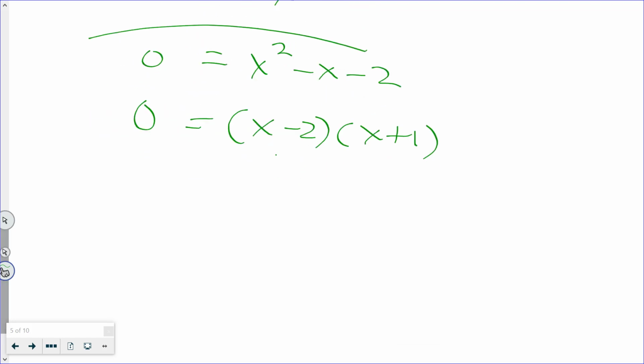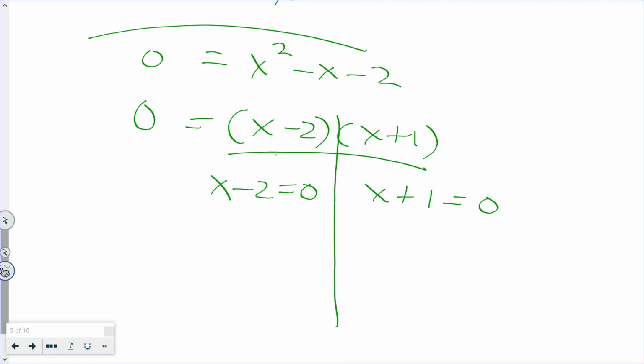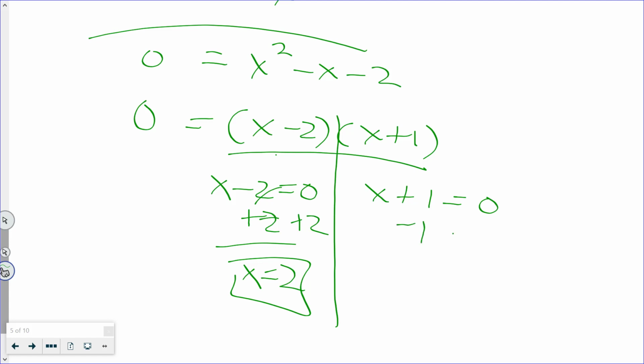Yeah, you just solve each one. So you take each one, set it equal to 0. So x minus 2 equals 0. x plus 1 equals 0. Add 2 to both sides. x equals 2. This is what your calculator told you. Subtract 1 from both sides. x equals negative 1. This is the other root that your calculator gave you.